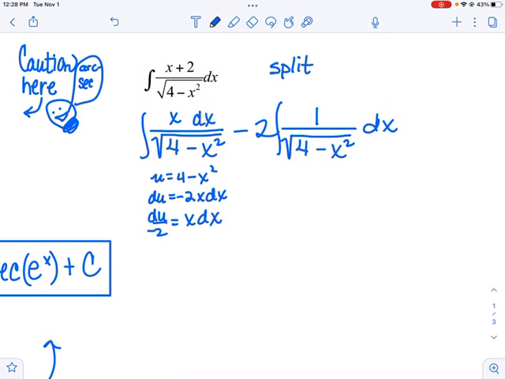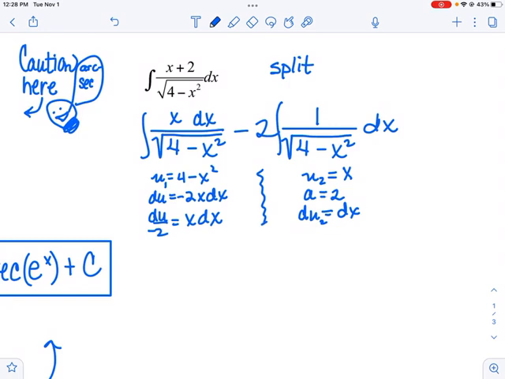And then if I look at this next one, it looks like I could use another u. Maybe I should use a v. Let's make this a u1, and then I'll make a u2. I'm going to say that that's going to be equal to x, and a is 2. A is equal to 2. So I'm just going to say du2 is equal to dx. So it's a separate problem here.